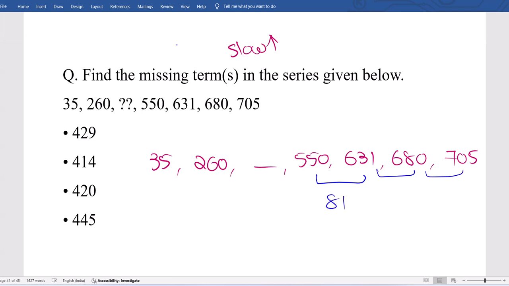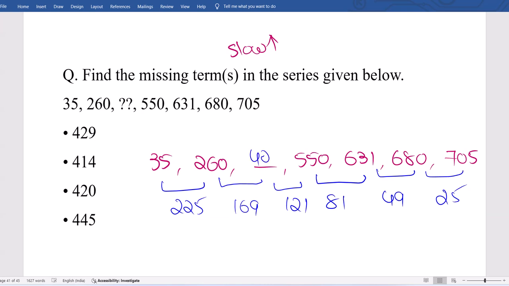Here 81, here it is only 49, here 25. Same logic. Perfect squares, here 225 in reverse, odd number only. Here it should be 169, here it should be 121. Answer is 429. Same logic, perfect squares difference with odd numbers, right?